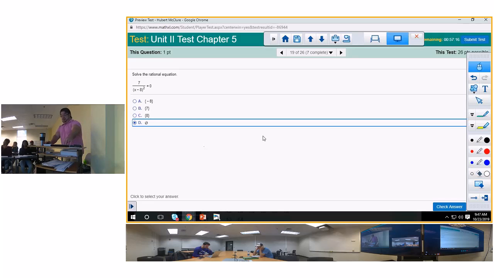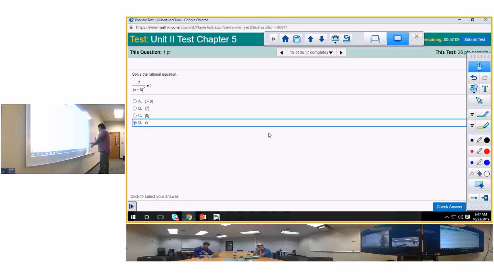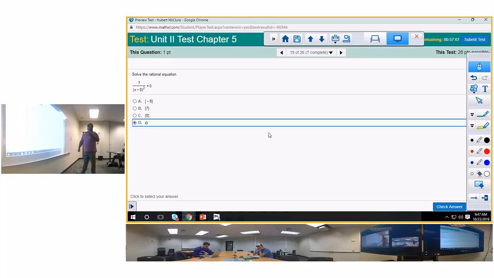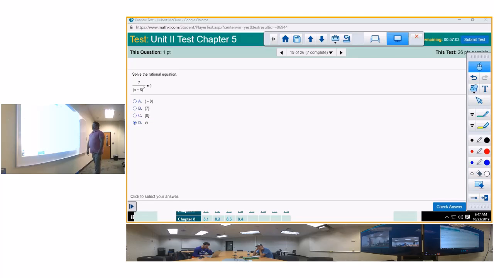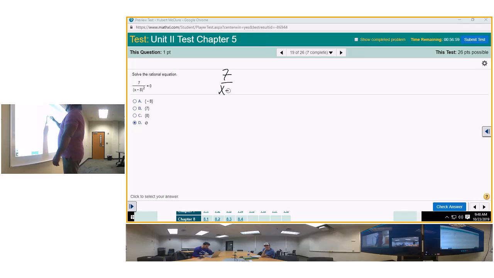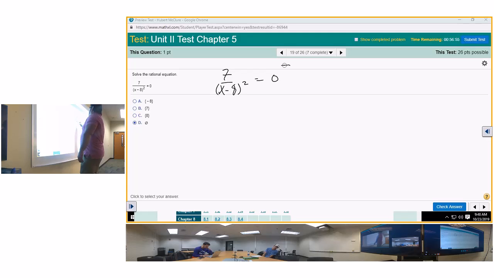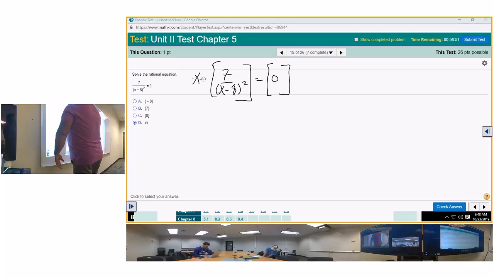You want me to show you? I see it. You got it? Yep. Okay. Don't fall for this one because some people will try to solve it when they can't solve it. I'll write it right quick. 7 over x minus 8 quantity squared is equal to 0. I want to clear the fraction, so I multiply both sides by x minus 8 squared.